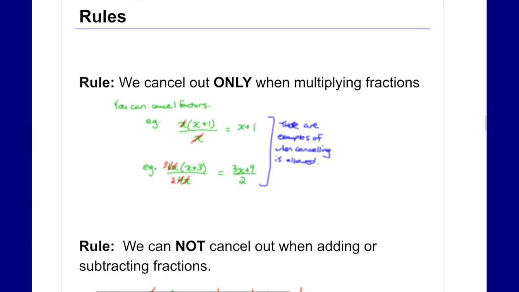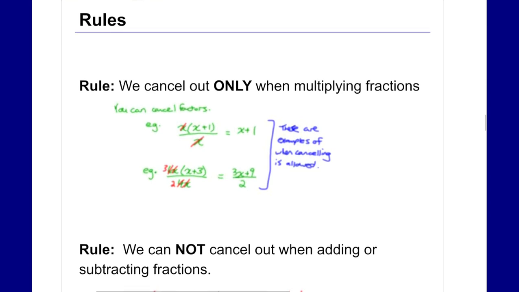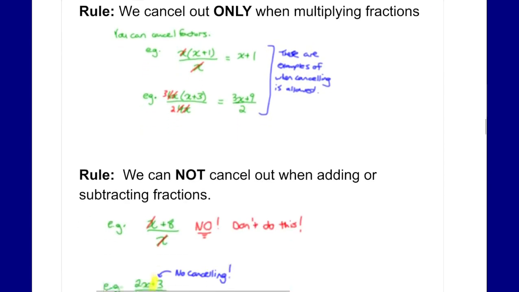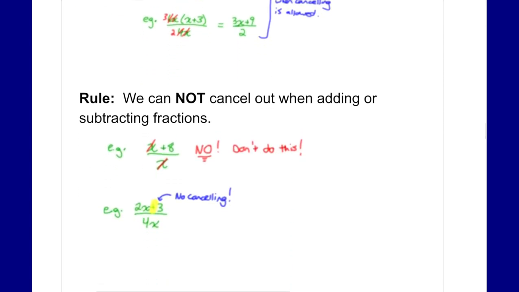One rule, we can only cancel out when multiplying fractions. So again, we kind of talked about this before. We can only cancel out factors when we're multiplying fractions. Again, like I said, we see some examples here. We cannot cancel out when adding or subtracting fractions. Again, we've talked about this before.